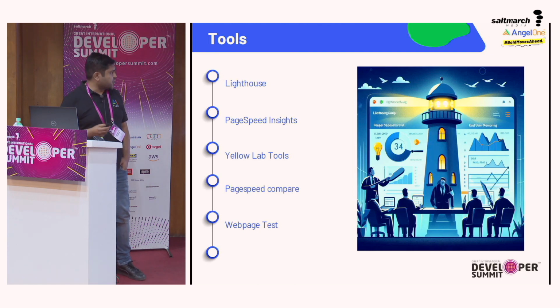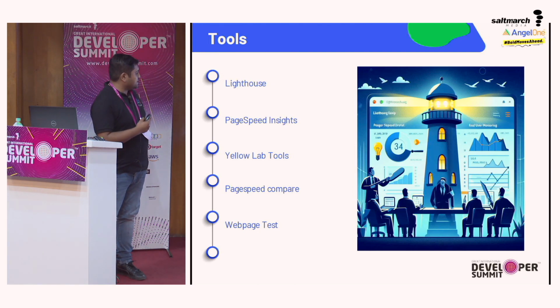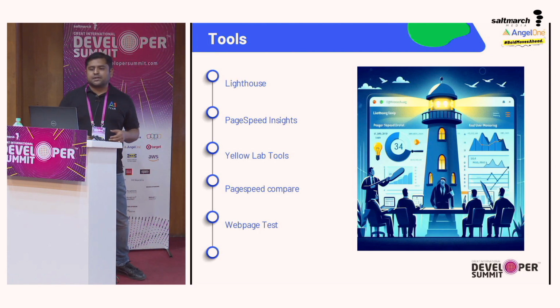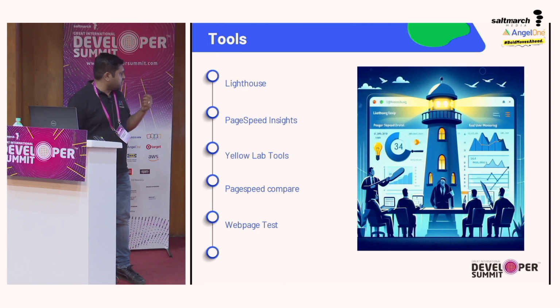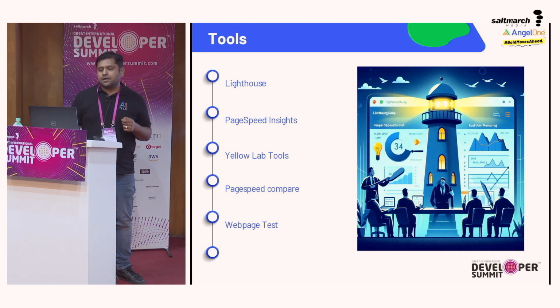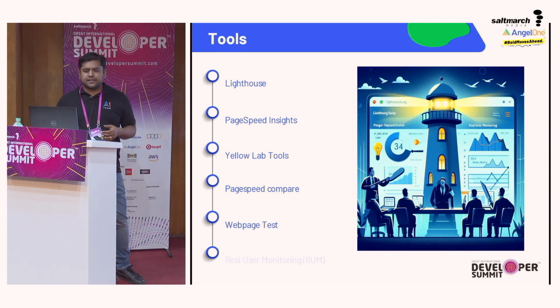But there is a problem here. All these are lab-based tools. That means the test is running in a controlled environment, which might not reflect how your actual user might be using or perceiving your page. So what's the solution for that? For that, there is real user monitoring, RUM data.